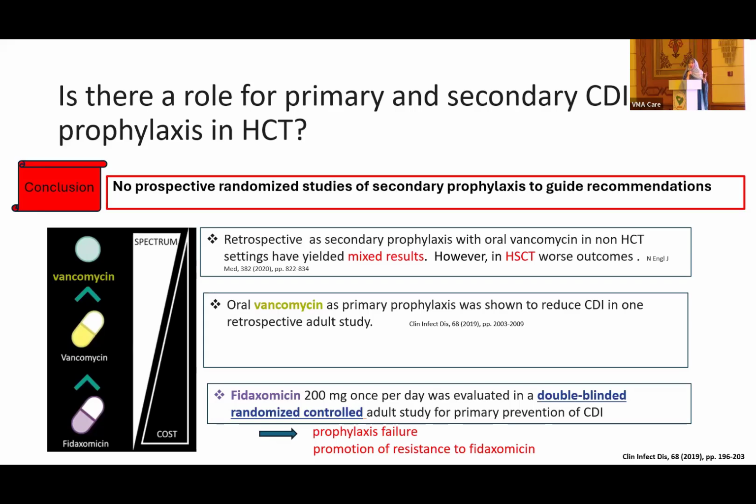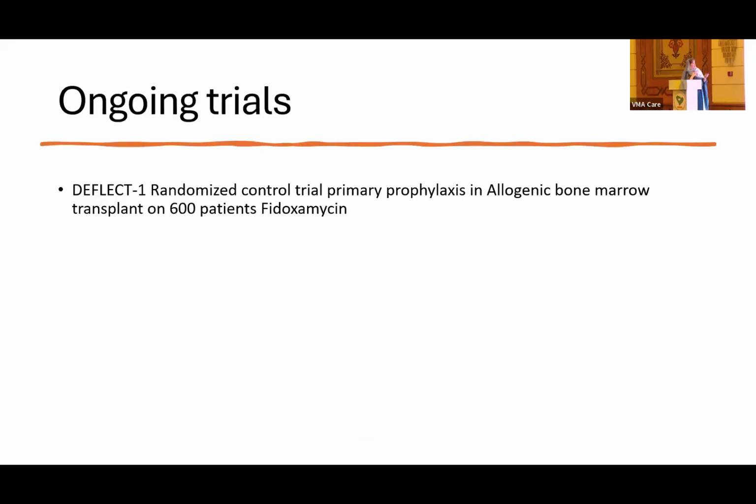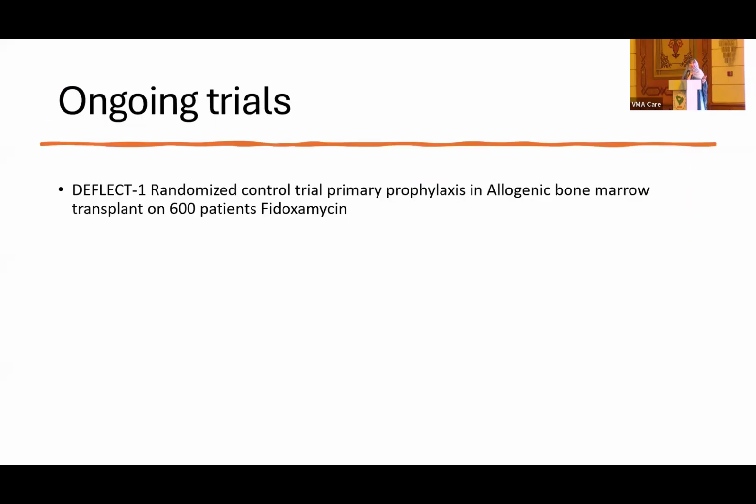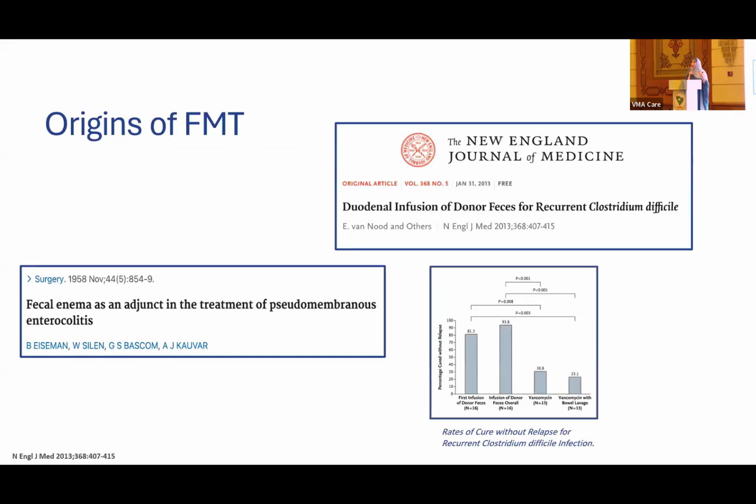So until now, I think we should be very cautious in using antibiotics, and the best approach is to discontinue unnecessary antibiotics. And there is an ongoing DEFLECT-1 randomized control trial of fidaxomicin as a primary prophylaxis in allogenic bone marrow transplant on 600 patients. Now, the other question: who will suggest fecal microbial transplant in allogenic bone marrow transplant? Also show hands. Yes? No? No. Okay. Of course, it's still very contradicting.